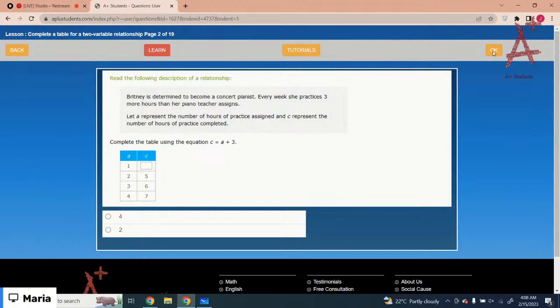You have to find the missing value of C for A equals 1. So just replace in the equation. The equation is C equals A plus 3. A is 1. So it would be 1 plus 3 equals 4. Got it? Sorry, the correct option is 1 plus 3 equals 4. The correct option is 4. Got it?